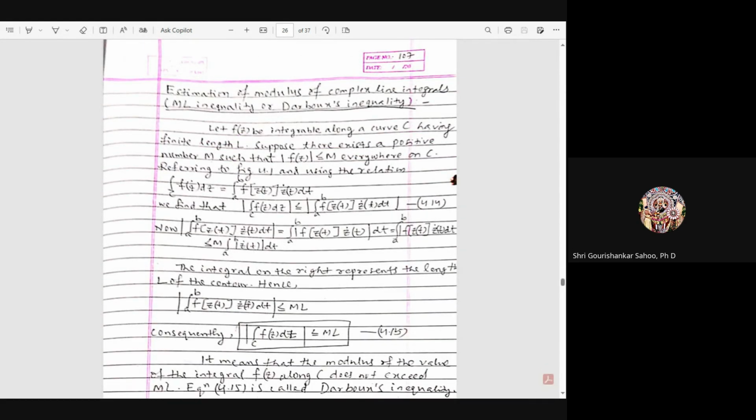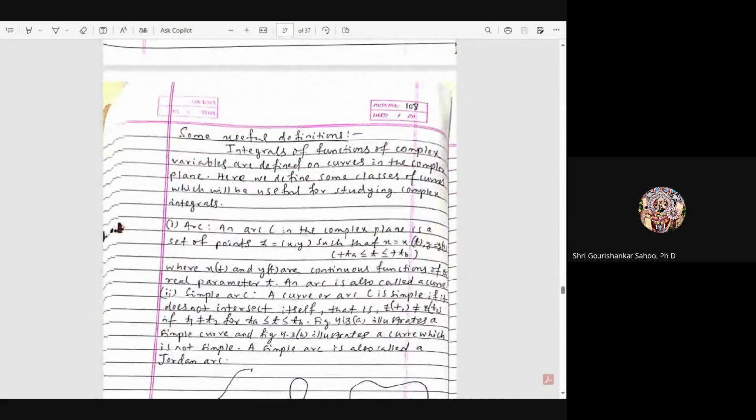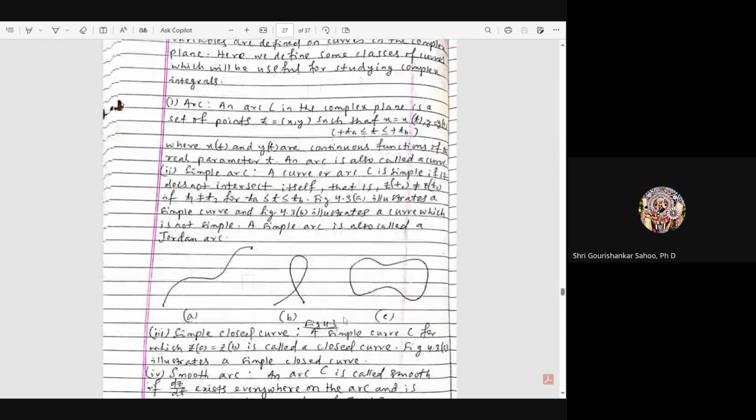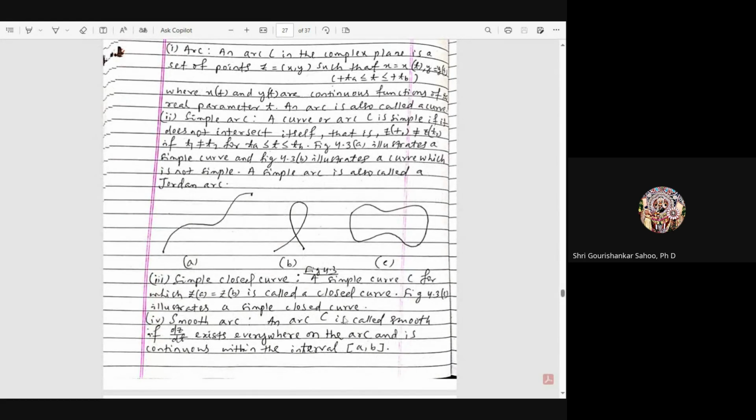So this is the derivation, very simple derivation. And you must understand these things: what is an arc, what is a simple arc, what is a closed contour, curve, and so on and so forth. So these are the definitions and the explanation, which will be very much helpful for you when you deal with complex integration. So what is an arc?